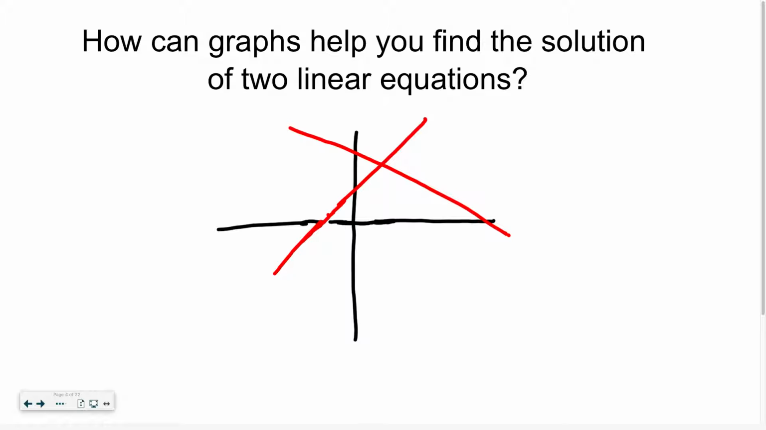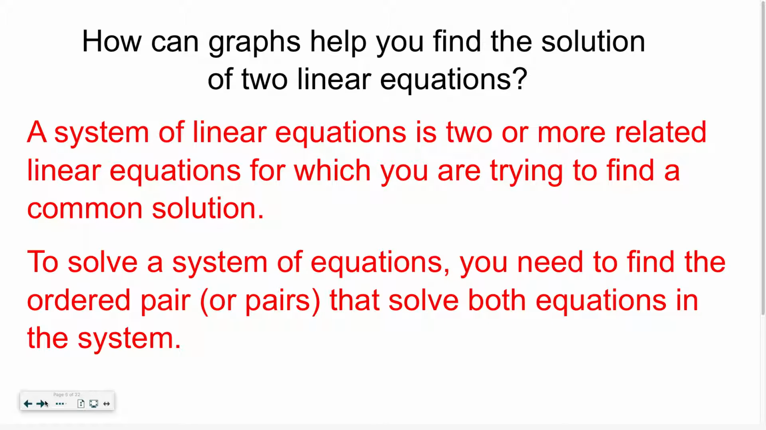Where it crosses, like that one where it crosses. Yeah, this point right here, where the lines cross. That's a solution on both lines. Both lines have that coordinate as a solution. Alright, so a system of linear equations, write this down, is two or more related linear equations for which you're trying to find a common solution.